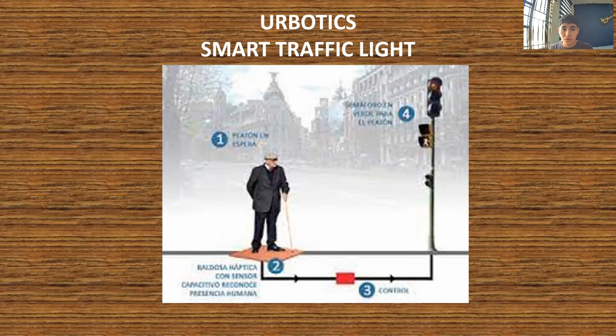close to the edge of the street, but he can't pass the street because the cars are passing. So he's waiting. While he's waiting, he is standing on the field, which has a sensor. The sensor sends a signal to the traffic light. And after that, the traffic light turns red in order for the grandpa to pass the street. This is a very good example of robotics.